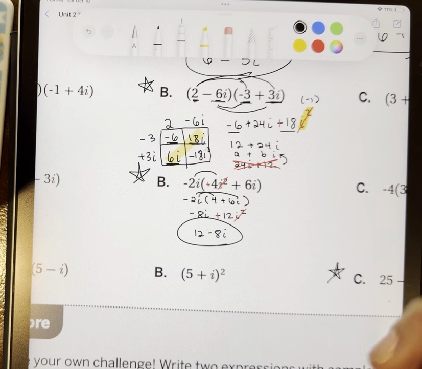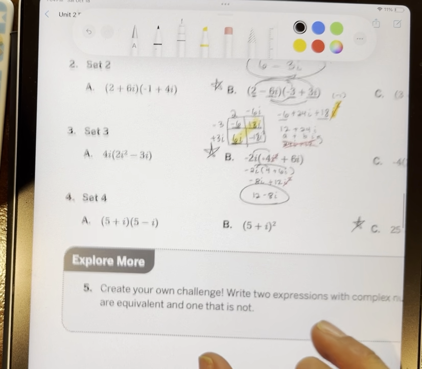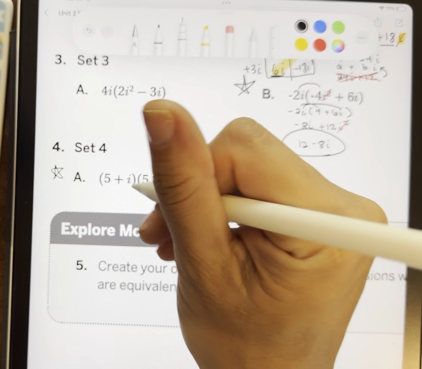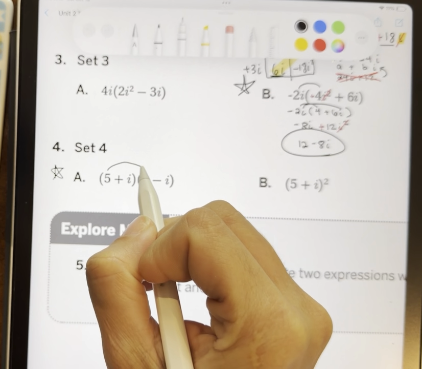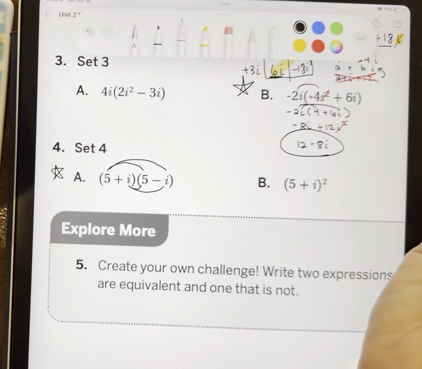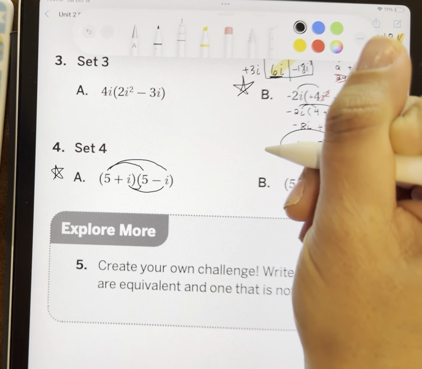And it's a plus bi form. Last one. Last set. You can multiply this out like this, or you can multiply it out with the box. Whatever way you do it, I'm okay with.